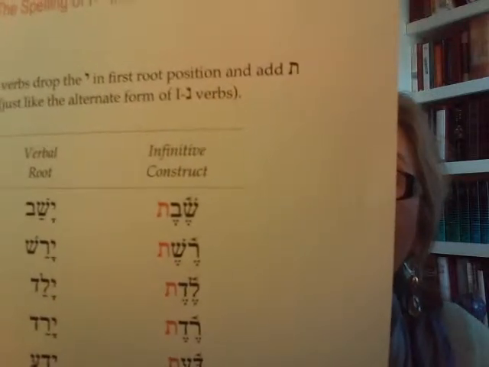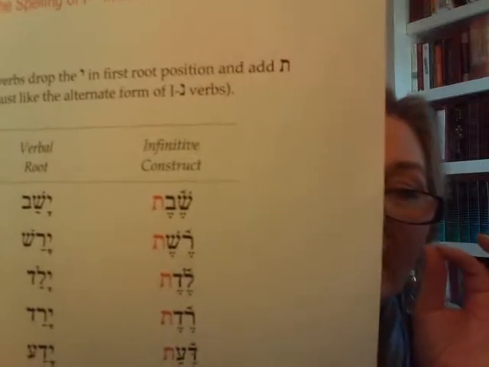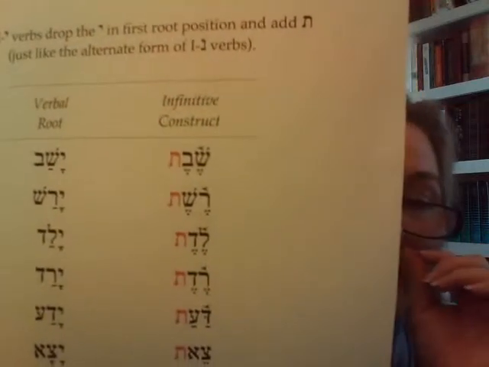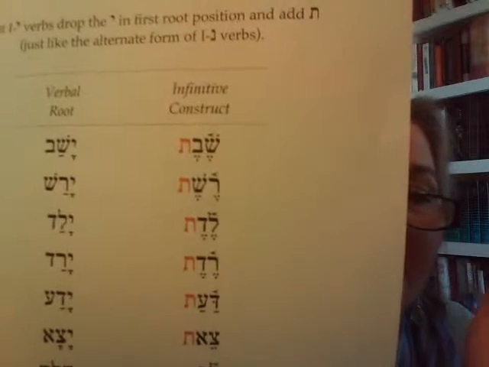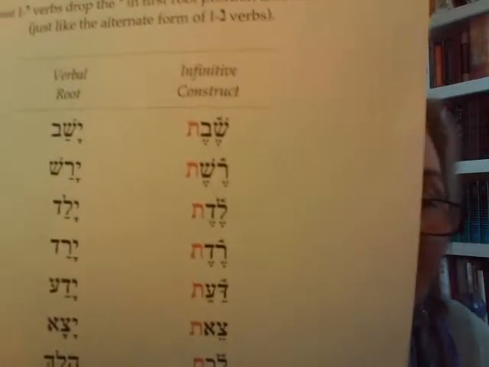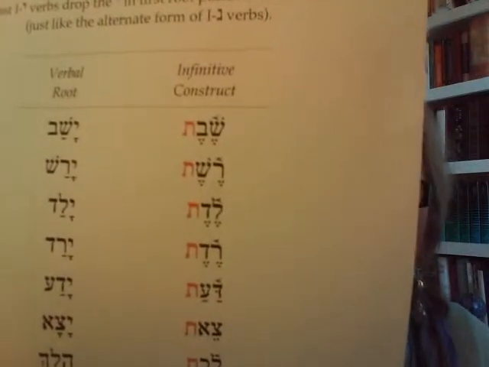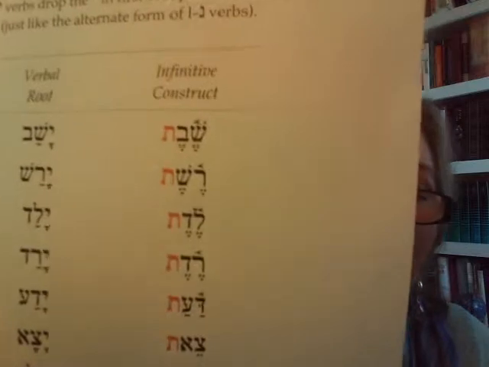Whenever it's possible, it's going to be spelled like a segolate. And so the thing here to remember is that your yod drops out at the front, a tav picks up at the end, and it's going to be spelled like a segolate whenever possible.